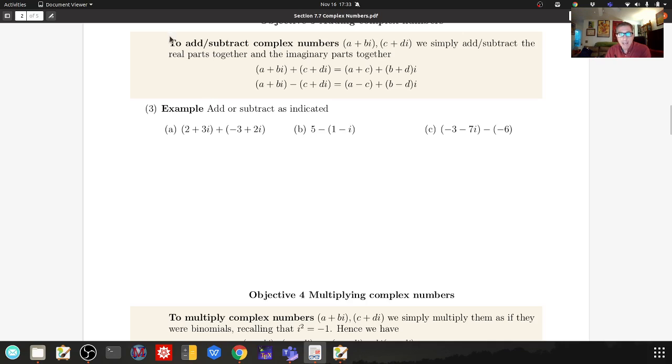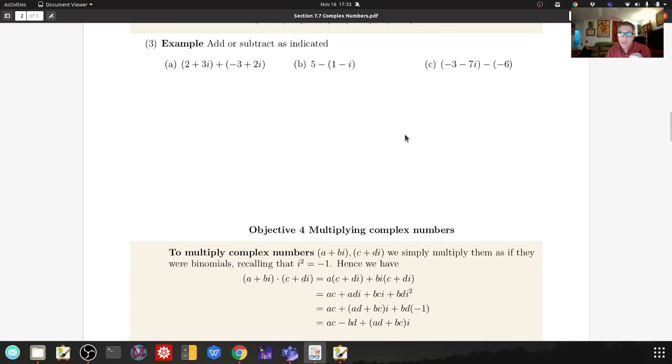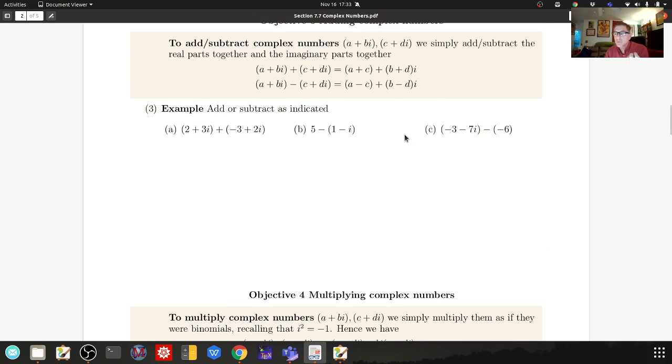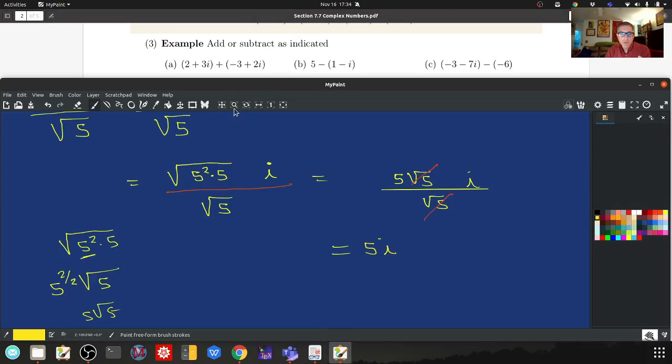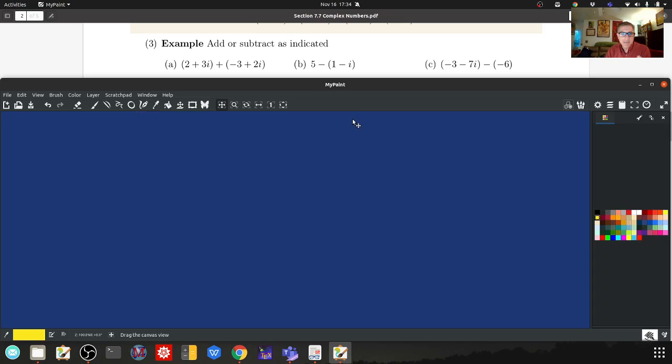So I actually tell you what to do. You add and subtract the real parts together, and then you add and/or subtract the imaginary parts together. In this case, you can literally treat the i as if it were a variable. So you gather like terms, pretty much the same. If you keep that idea in mind, you'll do really well.